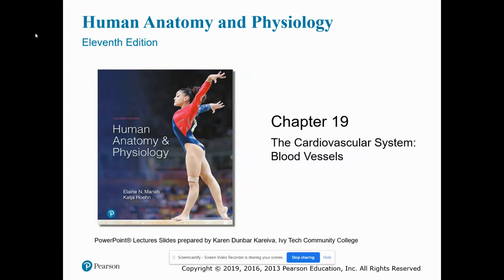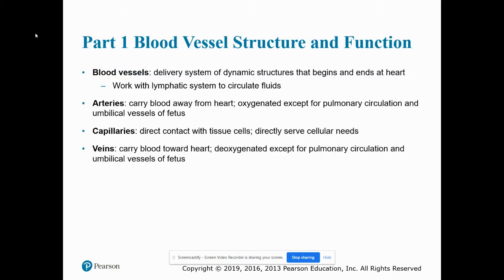All right, we are on chapter 19. So this is the last chapter in Unit 1, and it's on the cardiovascular system, specifically blood vessels. Blood vessels are the delivery system of dynamic structures that begins and ends at the heart.